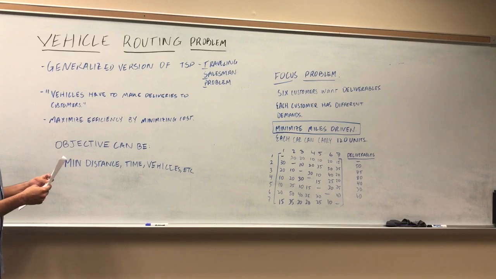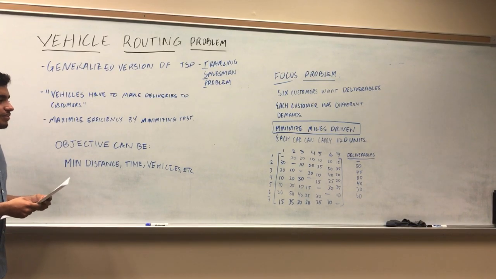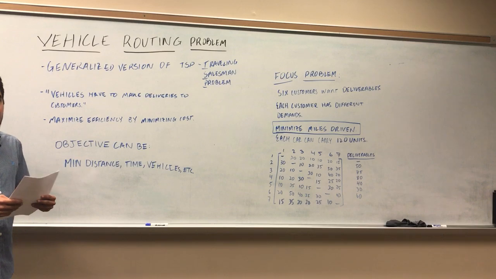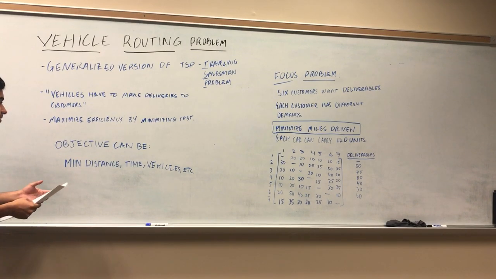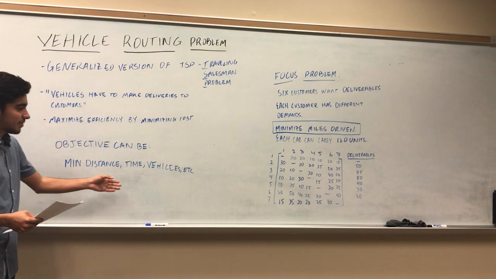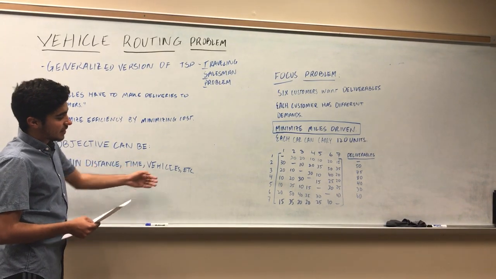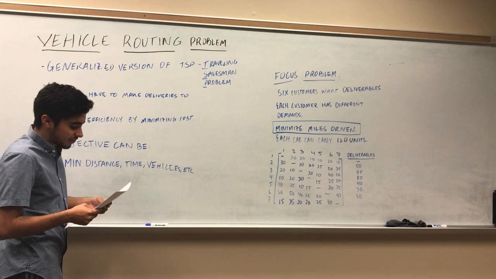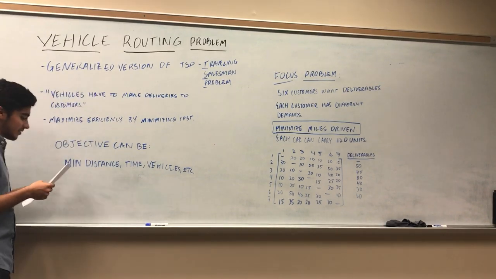When you're running a logistics company, you're going to have 4 or 5 trucks, 10 or 15 cities, and you're going to have to minimize something to maximize your profits. It could be minimum distance, minimum time, or minimum number of vehicles. There's a bunch of different variables that you can minimize.